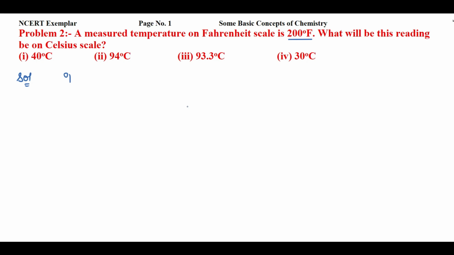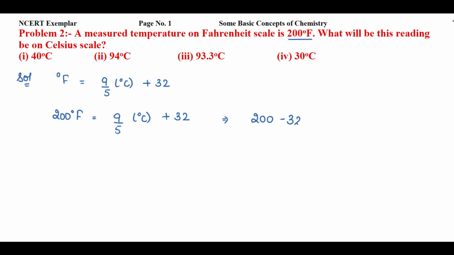So to convert Fahrenheit into Celsius, we have the formula 9 by 5 degree Celsius plus 32, right? We will use this formula. So we have the temperature in Fahrenheit, so I'll put the value 200 degree Fahrenheit equal to 9 by 5 degree Celsius plus 32. Now I'll take this 32 on the other side of equal to. So here I have a positive sign. When I take this 32 on the other side of equal to, it will change its sign into negative, right?